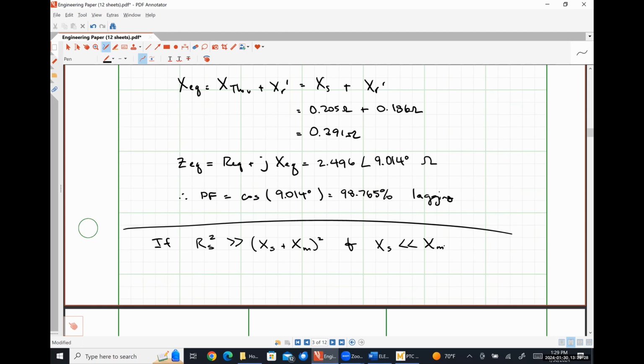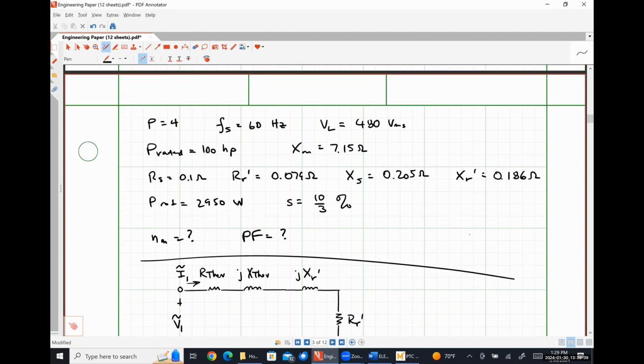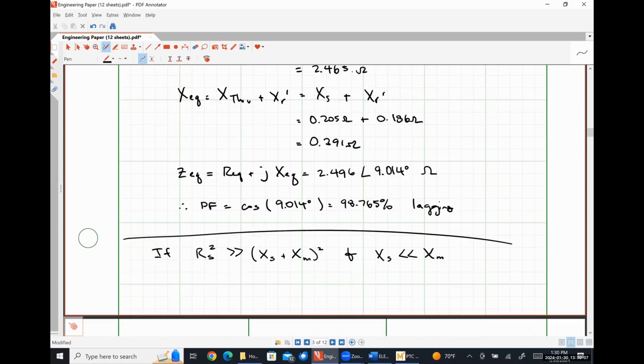I would be willing to bet that RS squared isn't much greater than (XS plus XM) squared, because if we look over here at RS, it's 0.1 ohms. So 0.1 ohms squared is going to be 0.001. XM plus XS is 7.4 ohms. Squaring that, our approximation is effectively invalid here. And so that's the trouble that I just ran into, right?